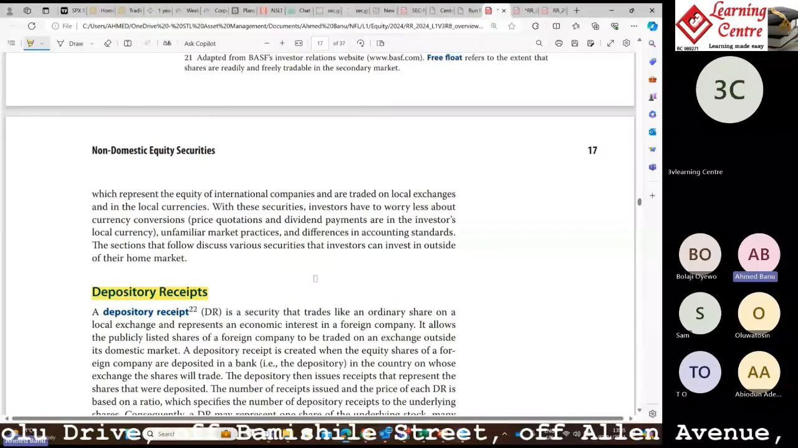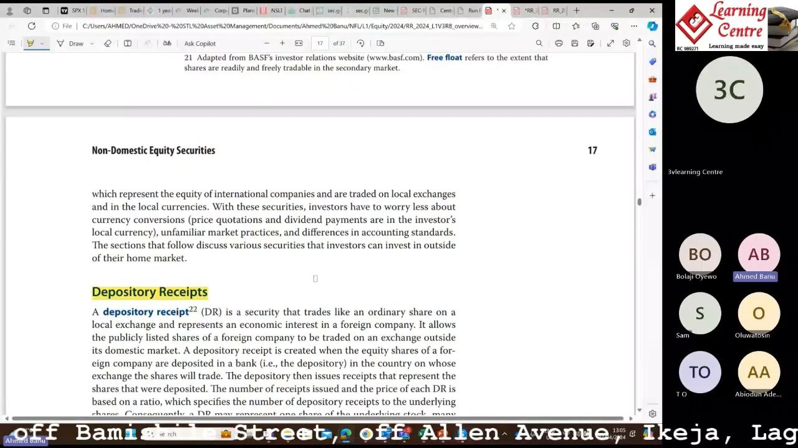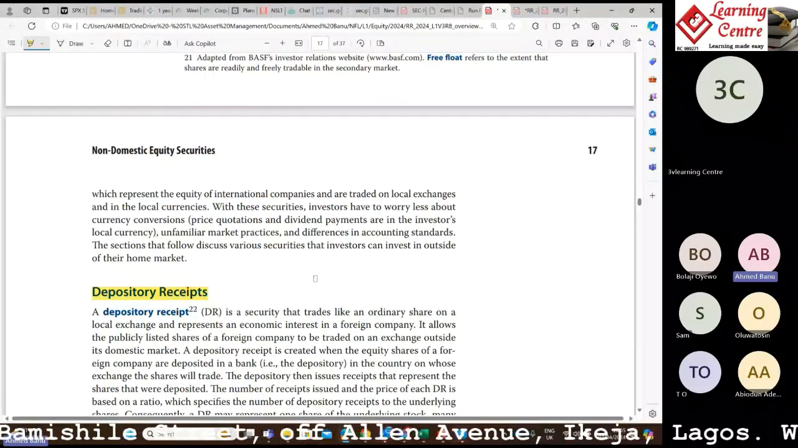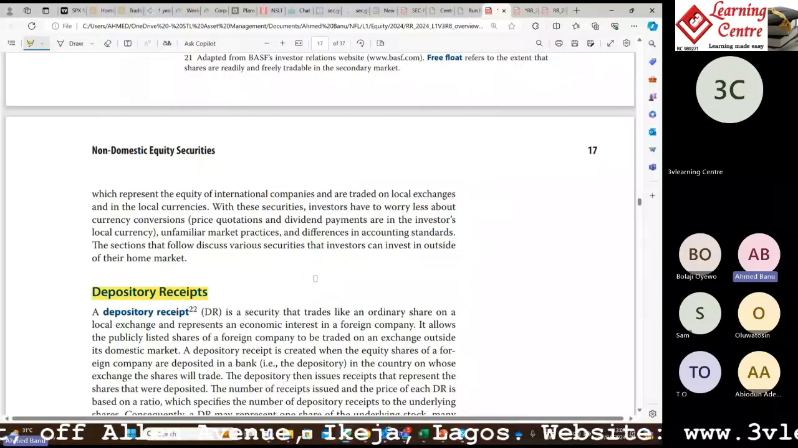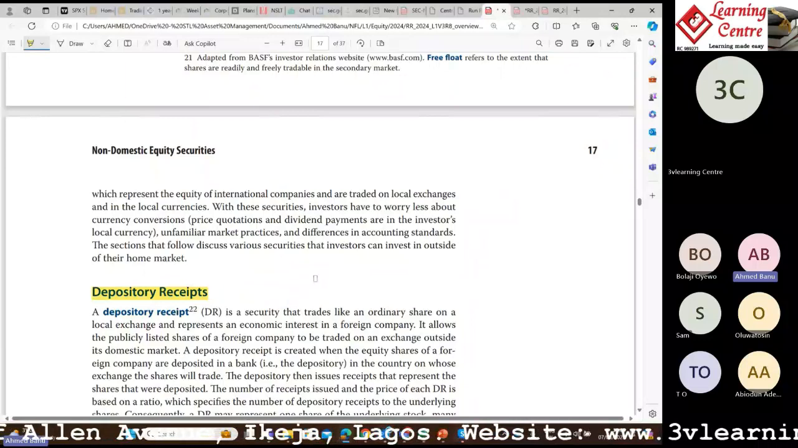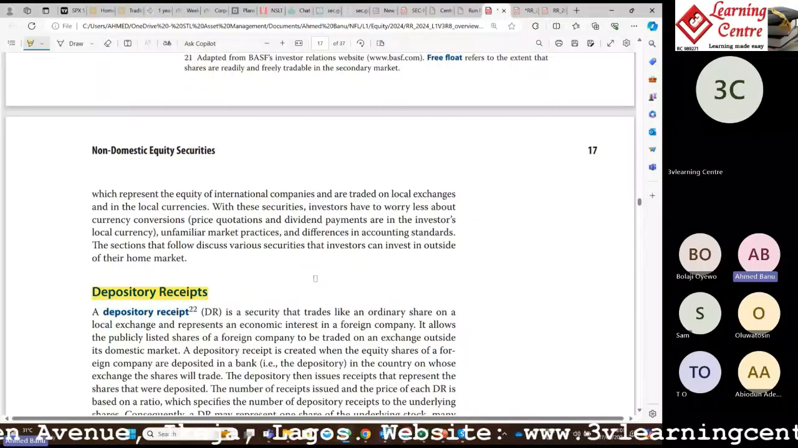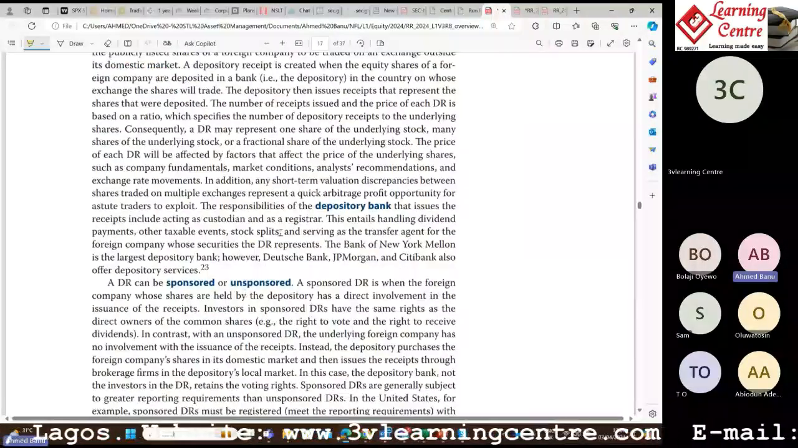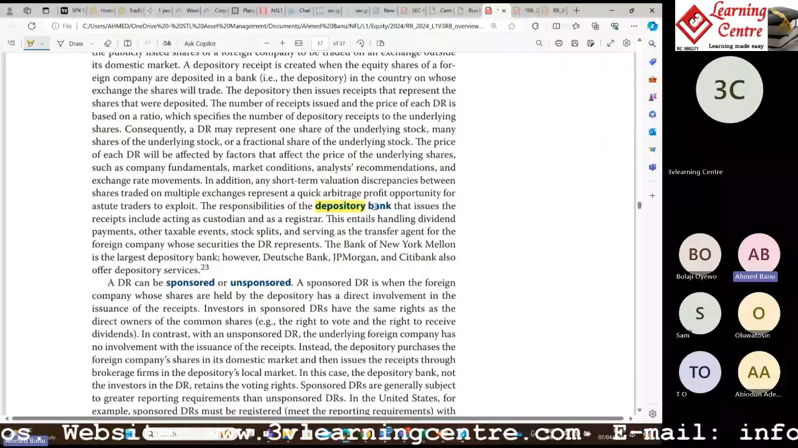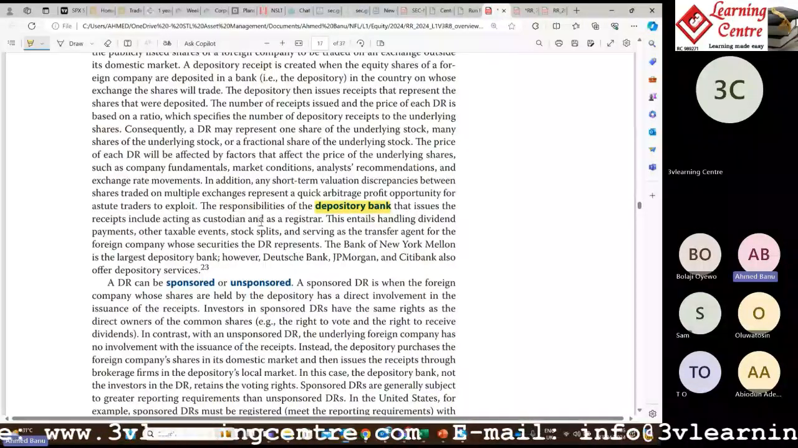But remember, because it's listed in London, it will not trade in Naira. It will trade in pounds. And dividends are paid in Naira. So at every point in time, dividends are being paid, GTB has to convert those dividends to pounds or dollars, depending on the agreement that they've had with those shareholders, and remit them to those shareholders. So that's what we call depository receipts. The depository bank or custodian bank is what I just mentioned earlier. A typical example is Stanbic IBTC.